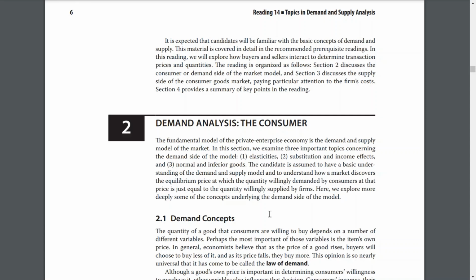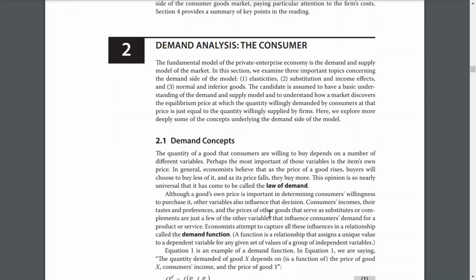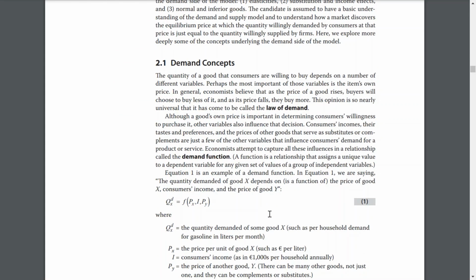Here we explore more deeply some of the concepts underlying the demand side of the model. 2.1 Demand concepts: the quantity of a good that consumers are willing to buy depends on a number of different variables. Perhaps the most important of these variables is the item's own price.